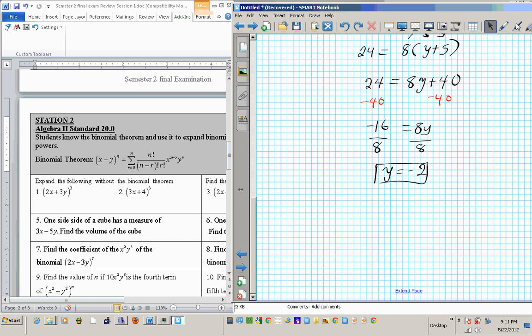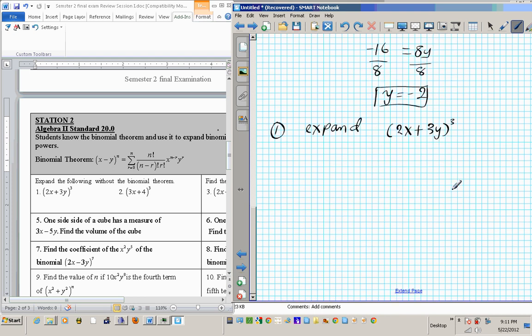We're asked to expand without using the binomial theorem, so we're going to expand 2x plus 3y to the third. All right. So we can do this by foiling, but I'm going to do this using Pascal's triangle.